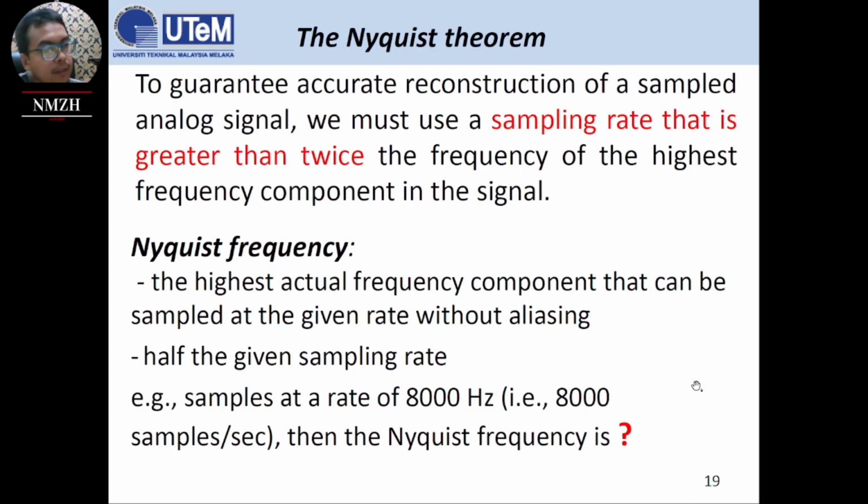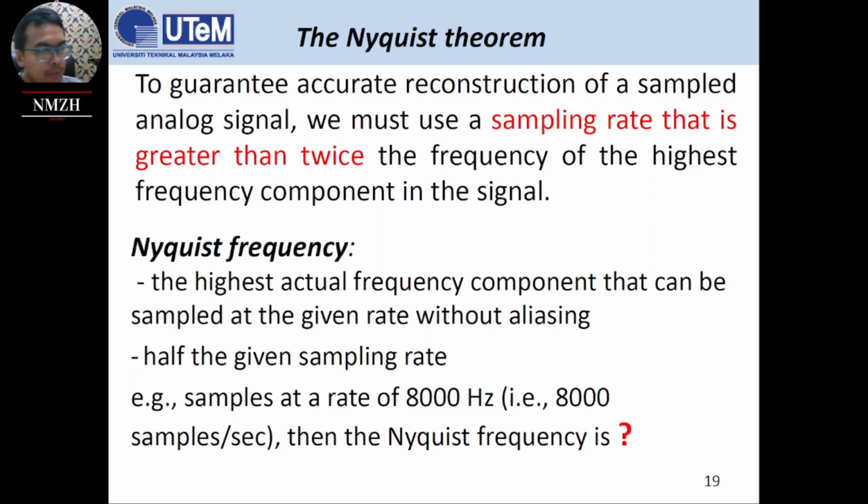Okay, to guarantee accurate reconstruction of the sample, we must use a sampling rate that is greater than twice the highest frequency. Meaning the sampling rate needs to be greater than twice the highest frequency. For example, Fs greater than or equal to 2 Fmax. Because the sampling rate is a frequency, while the highest frequency is also a frequency, right?